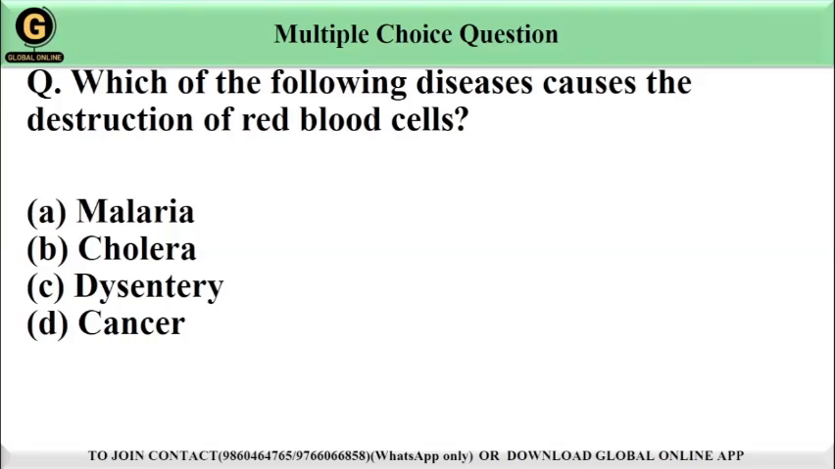Cholera primarily affects the intestines, causing diarrhea and dehydration, while dysentery involves inflammation of the intestine and does not destroy red blood cells. Cancer can affect various organs, but it does not specifically target red blood cells in the same way malaria does. So the correct answer among the options is option A, malaria. Let's move to the next question.